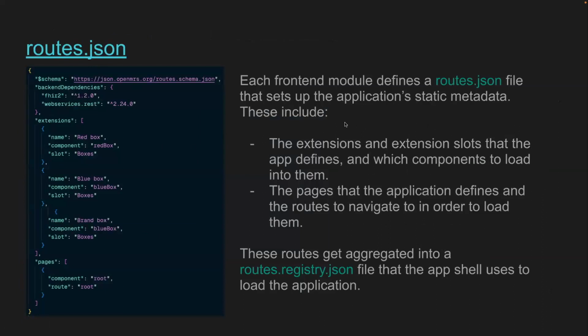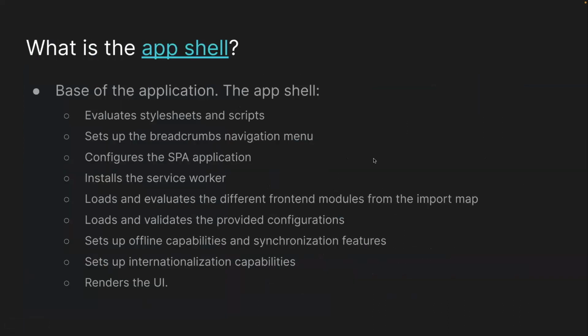Roots.json. This is specifying each of your front-end modules' static metadata. So here you can see, for example, it's naming different extensions, red box, blue box. The app shell is explained here. It's evaluating style sheets and scripts, configuring your SPA application, the single page application.